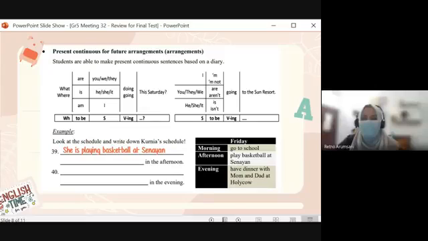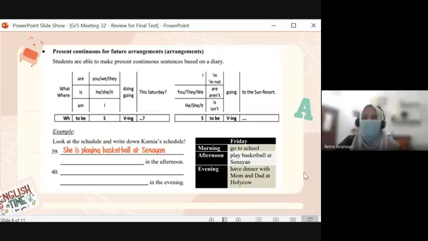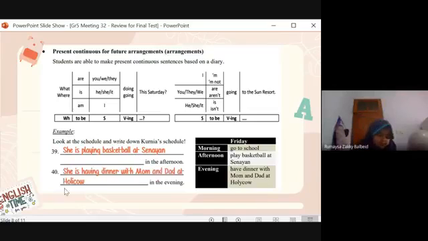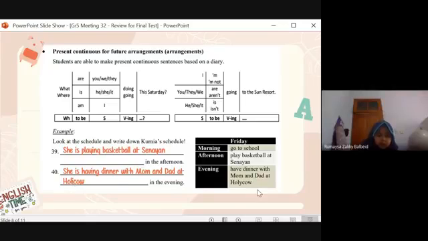And what is she doing in the evening? She is having dinner with mom and dad at Holy Cow. Yes, that's right. Oh, there is a misspelling here. It's supposed to be Y. Yeah, she is having dinner with mom and dad at Holy Cow.